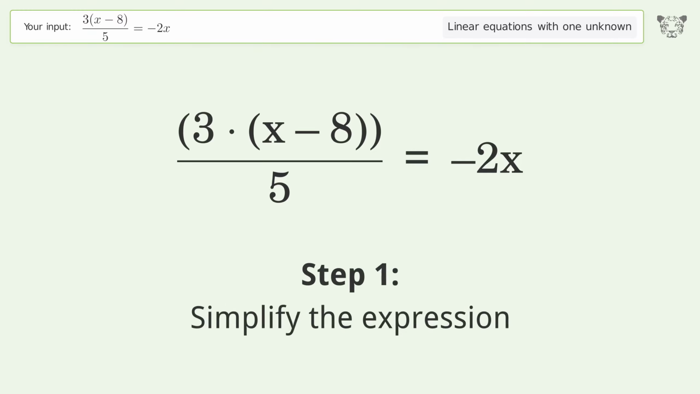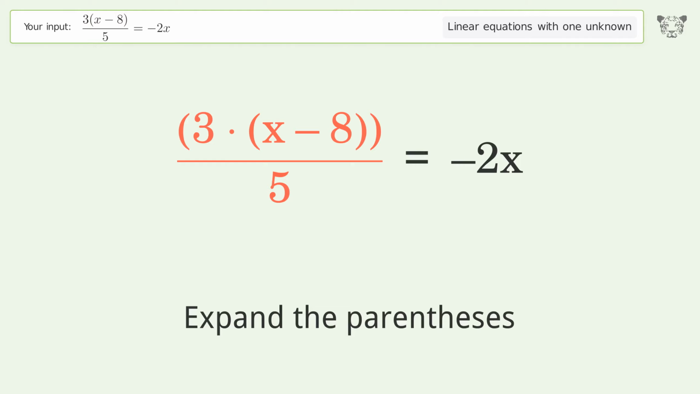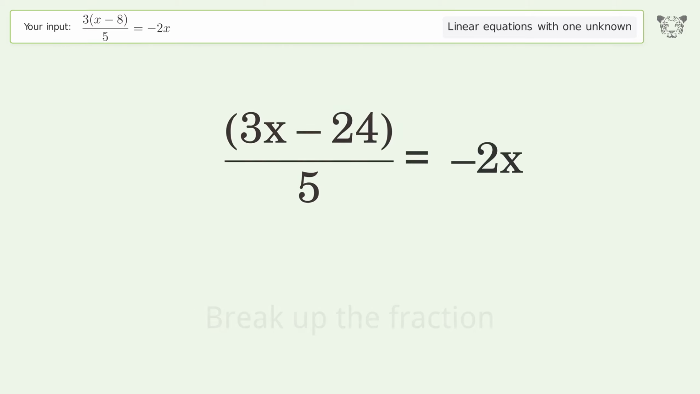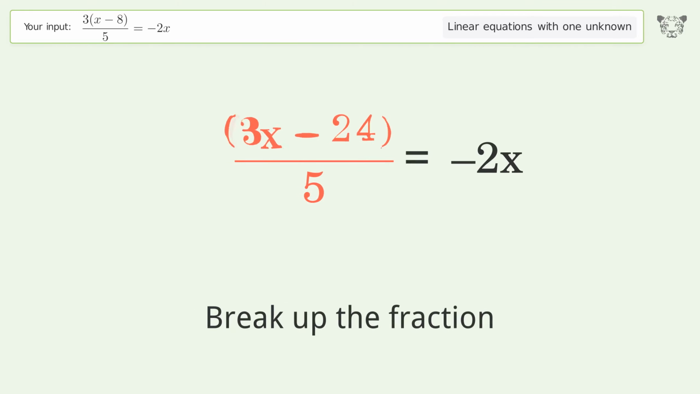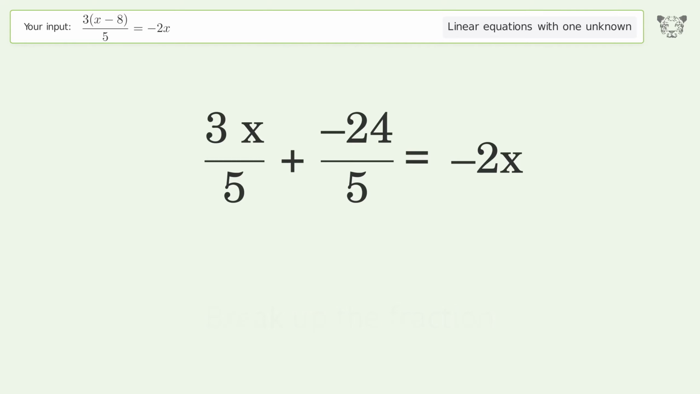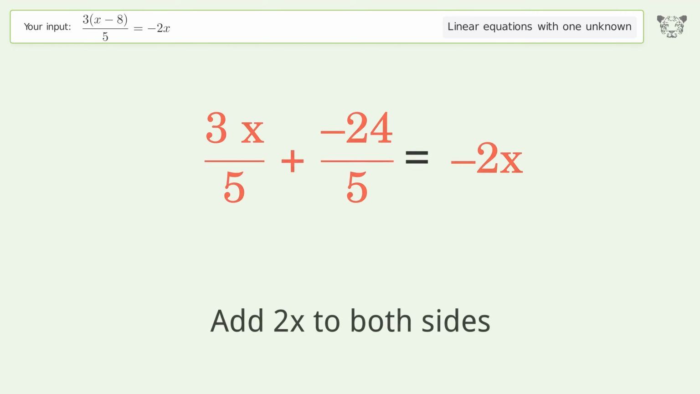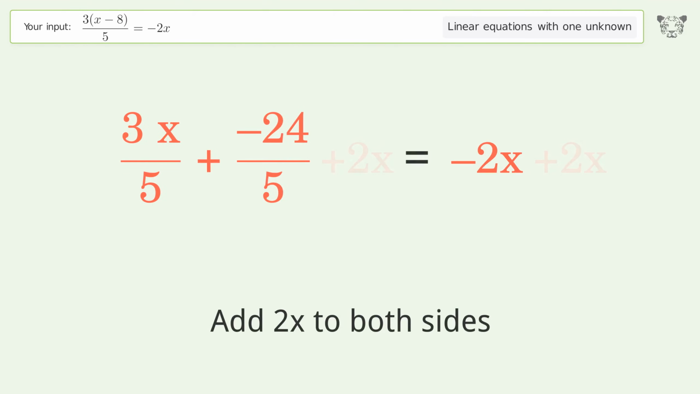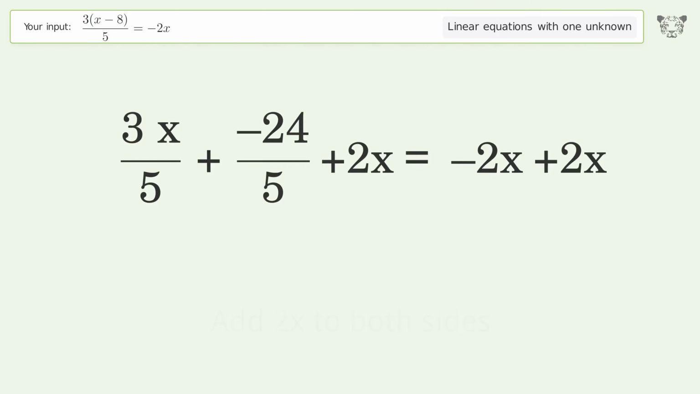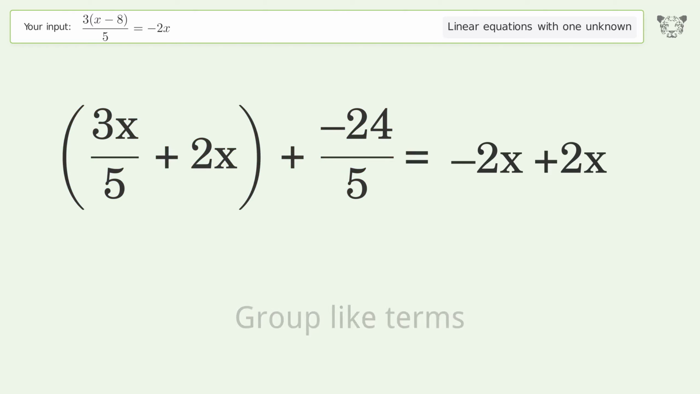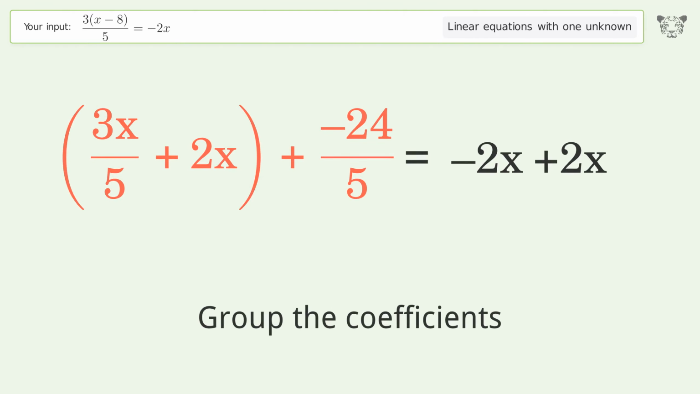Simplify the expression. Expand the parentheses. Simplify the arithmetic. Break up the fraction. Group all x terms on the left side of the equation. Add 2x to both sides. Group like terms. Group the coefficients.